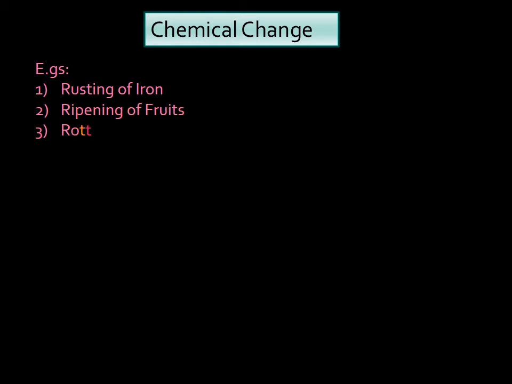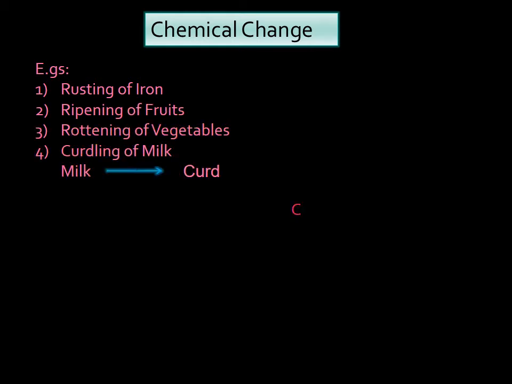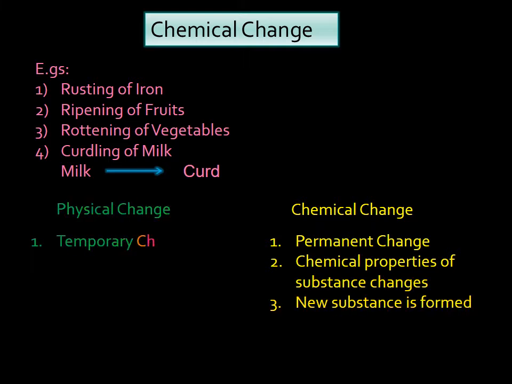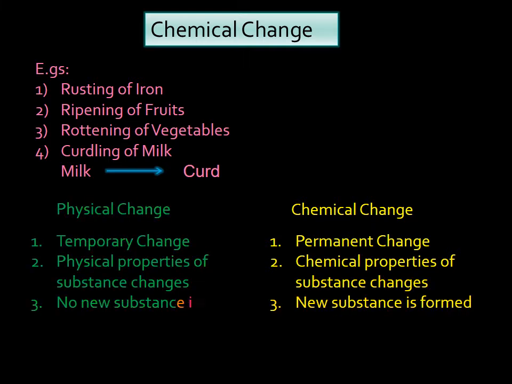What is chemical change? There are many examples of chemical change like rusting of iron, ripening of fruits, rotting of vegetables, curdling of milk. Curdling means conversion of milk into curd.